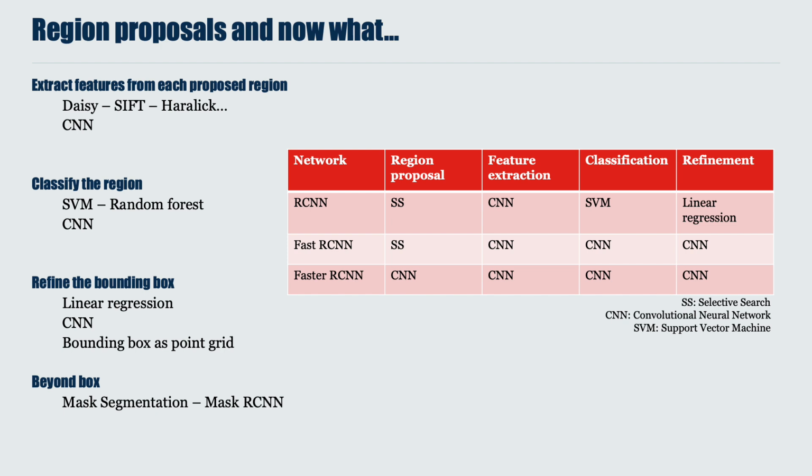So with the RCNN, you have the region proposals through the selective search. Then you do your feature extraction via CNN, and then all the rest is with an SVM for the classification. The refinement is done with a linear regression. With the Fast RCNN, as you see, you have much more steps that are taken over by CNNs. And finally, with the Faster RCNN, it's also the region proposal that is not done anymore with the selective search, but already with a convolutional neural network. In the following slides, we will see in a bit more detail what these three different types of frameworks mean and how they work.